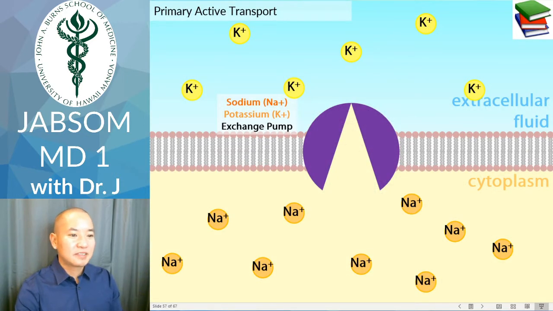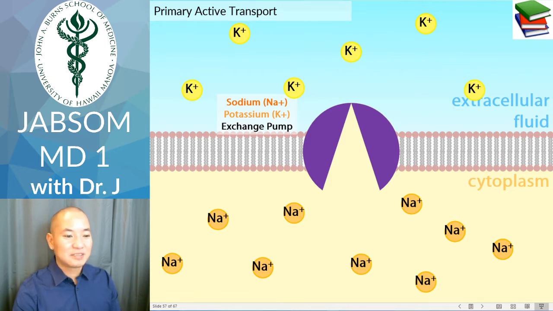Okay, so primary active transport. Here is a classic example of primary active transport. If you haven't had questions on this during your undergrad career or on the MCAT, I guarantee this is probably going to show up in some way on the USMLE Step 1: the sodium potassium exchange pump.